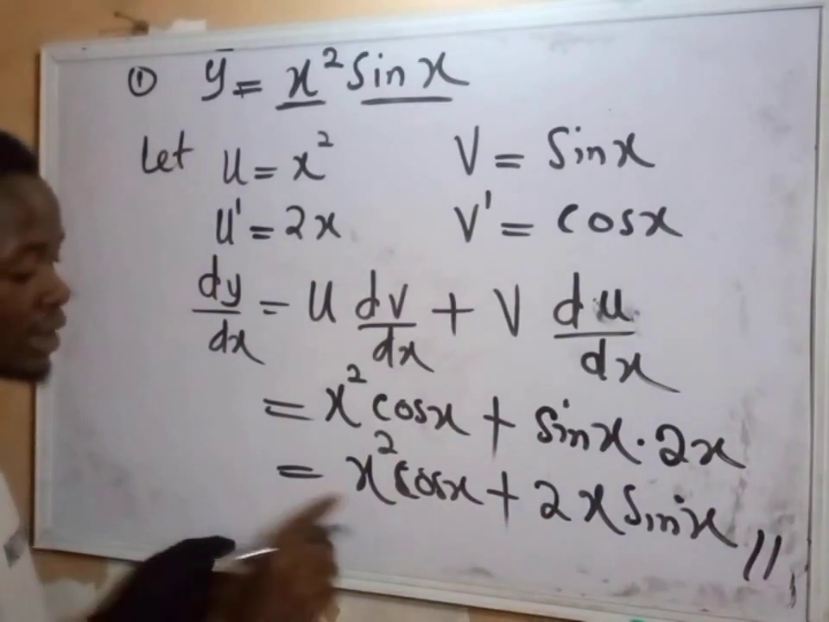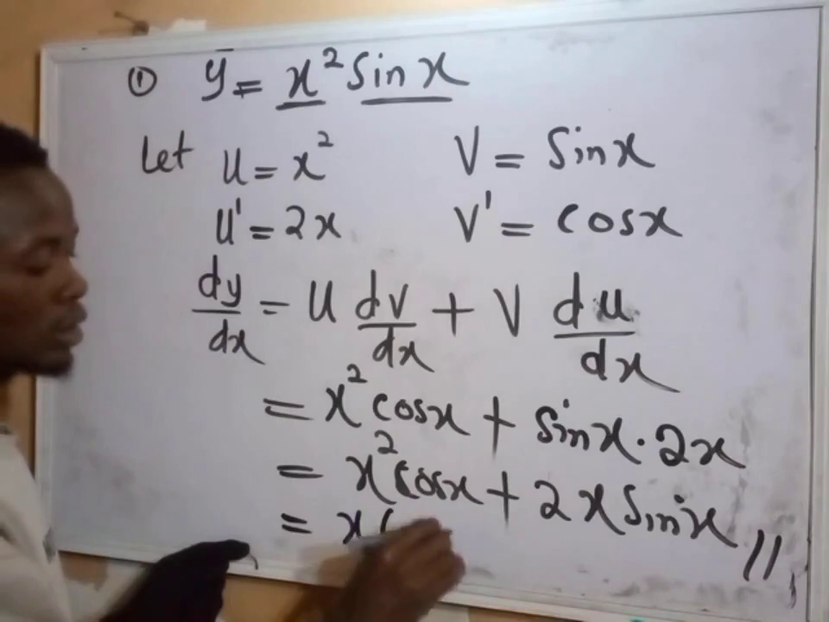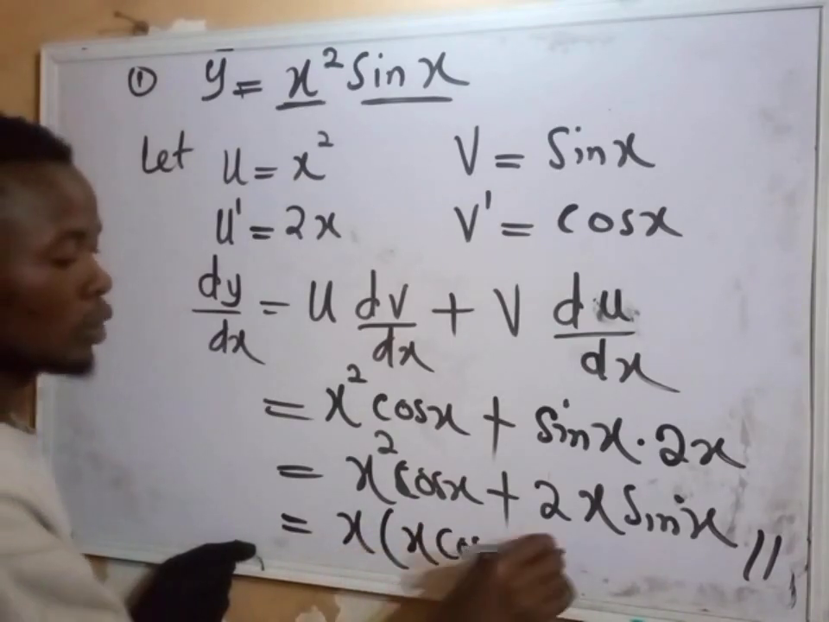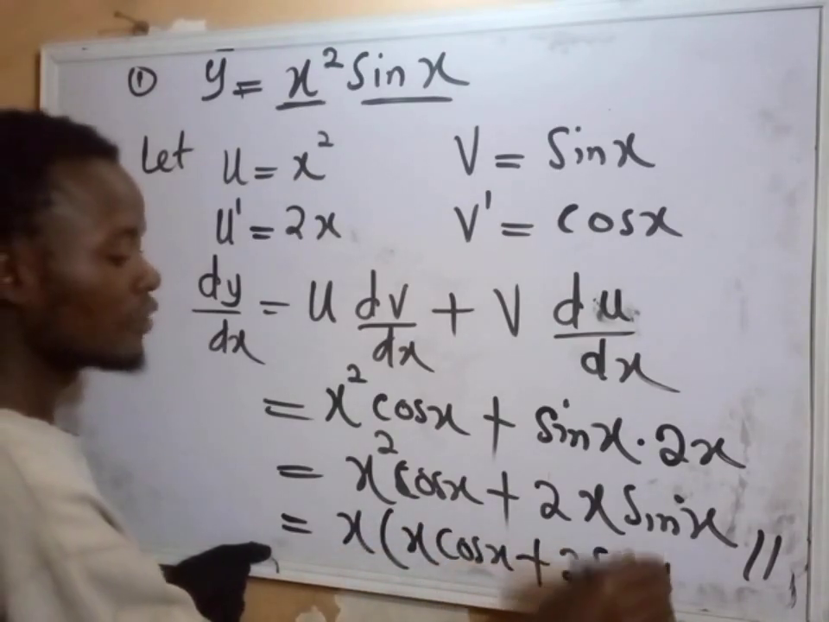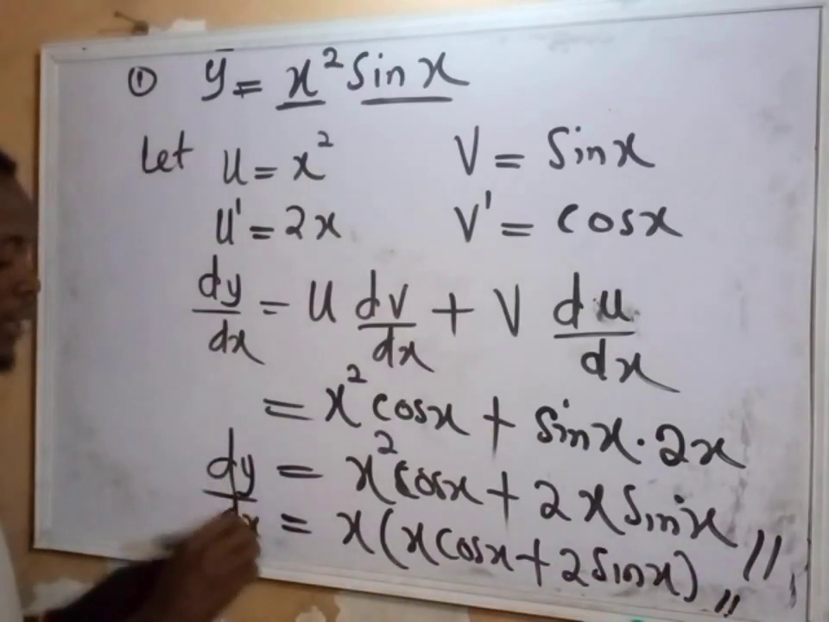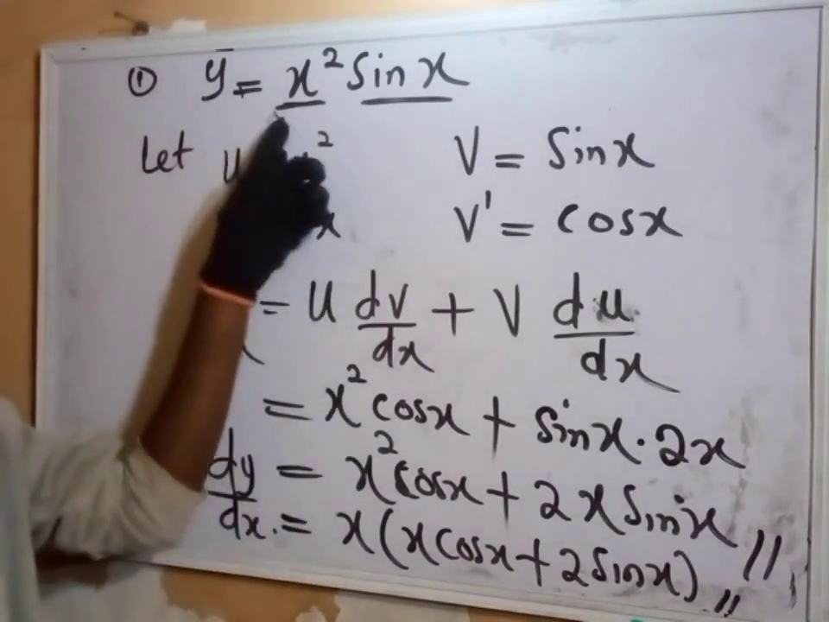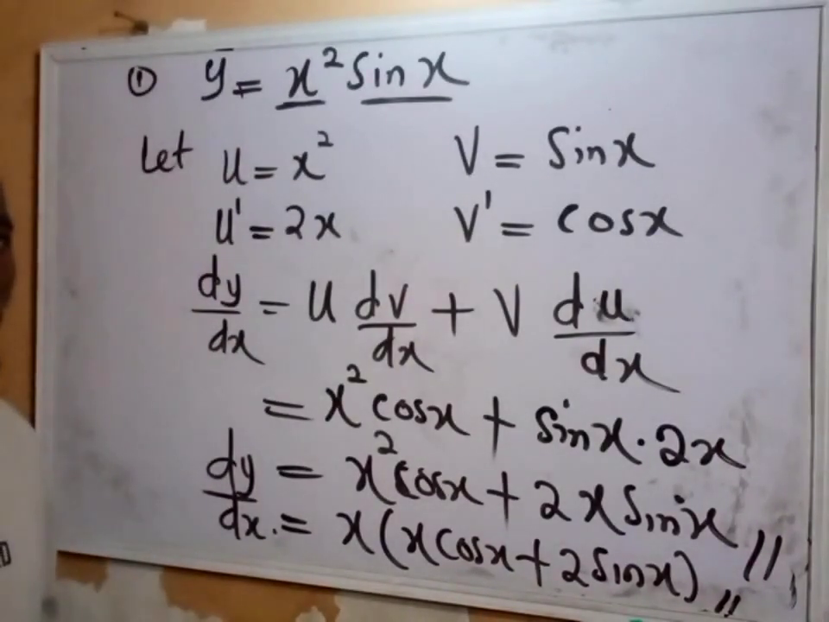We have x here, we have x here, which is common. Taking out one x, we are going to have this as x cos x plus 2 sine of x. So this is the derivative of this particular product of two different functions, quadratic and the sine. Okay, if this is clear, let's see another example.